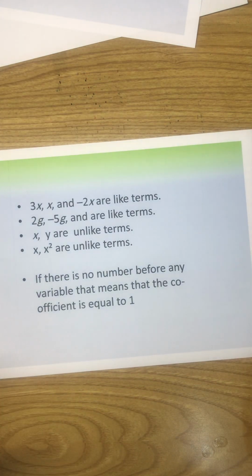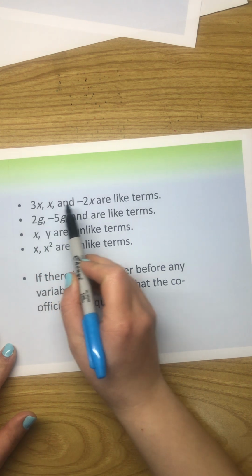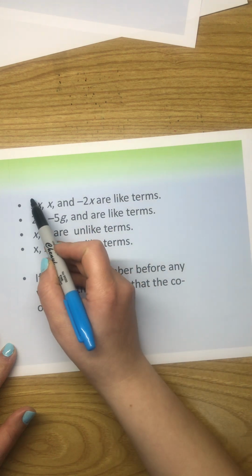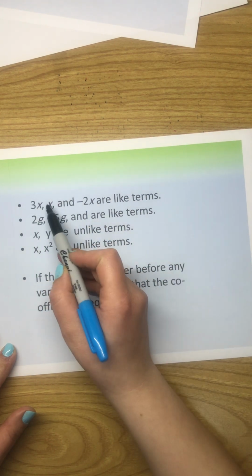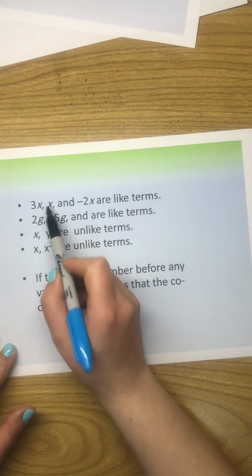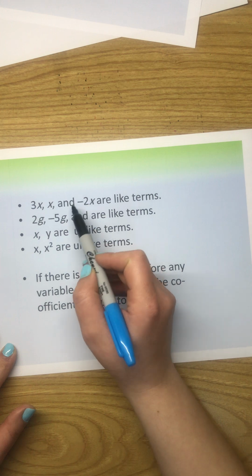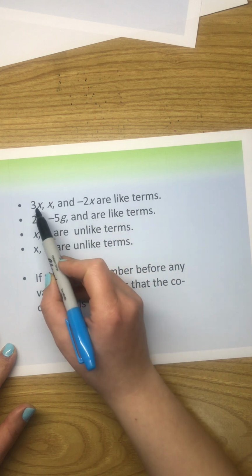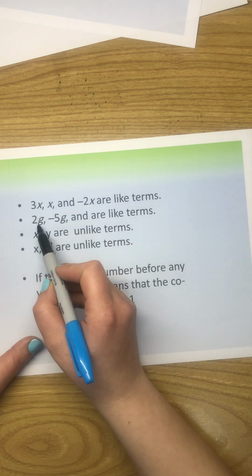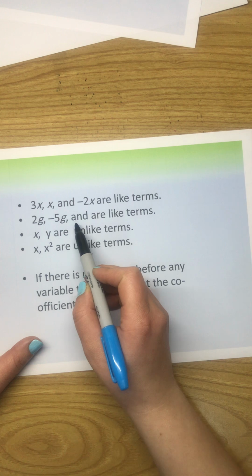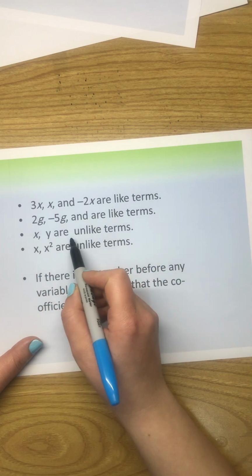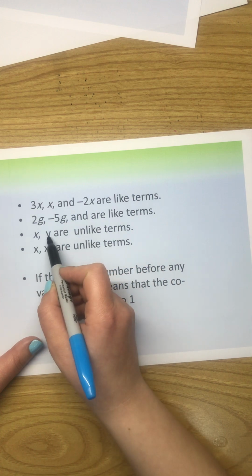Now, 3x and x and negative 2x are like terms. Whether the coefficient is 1, we don't write the coefficient 1 with the variable, and the coefficient here for x is negative 2, so those are called like terms. 2g minus 5g are like terms. x and y are unlike terms. Those are different. This is an x, this is y.